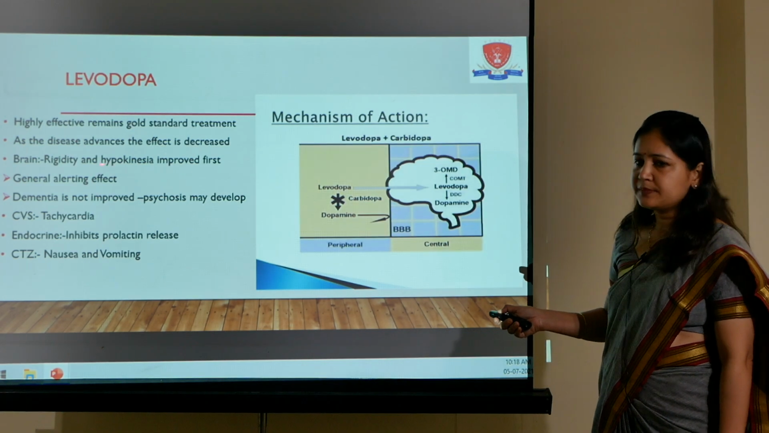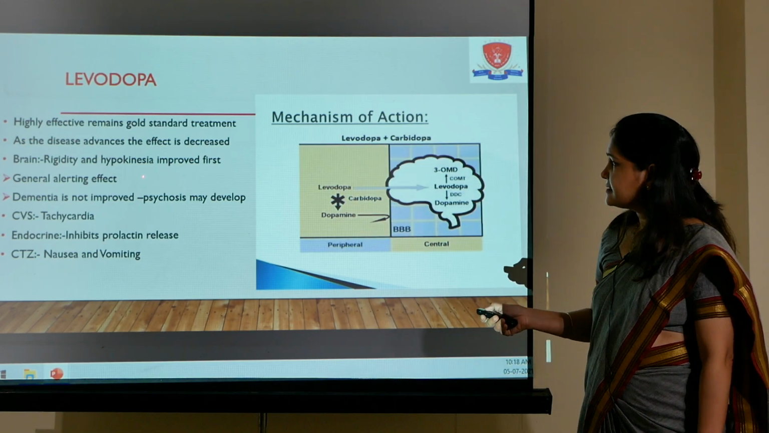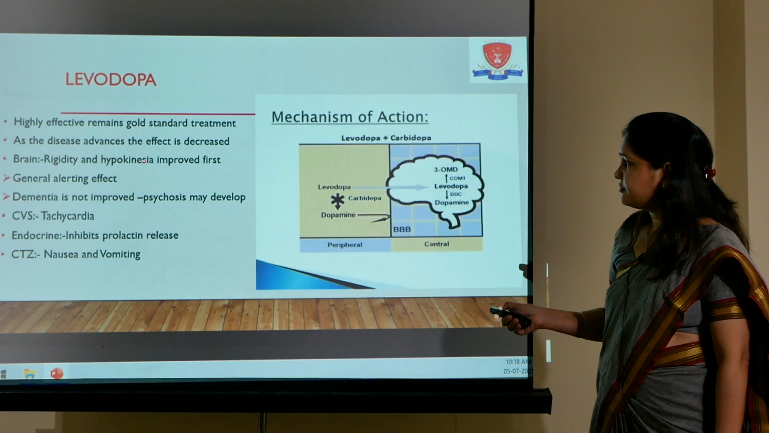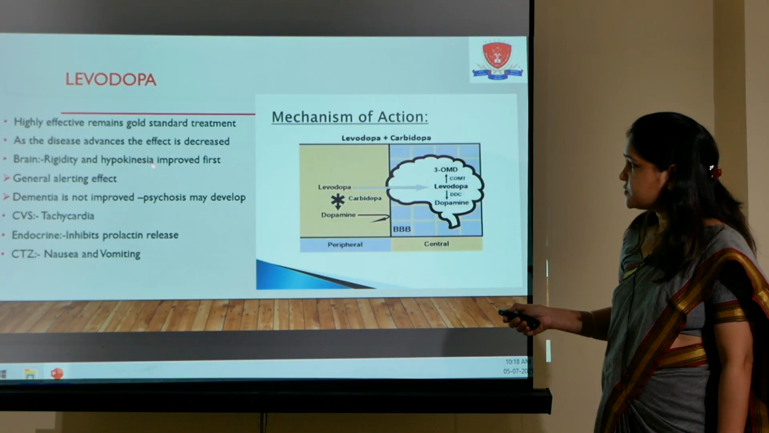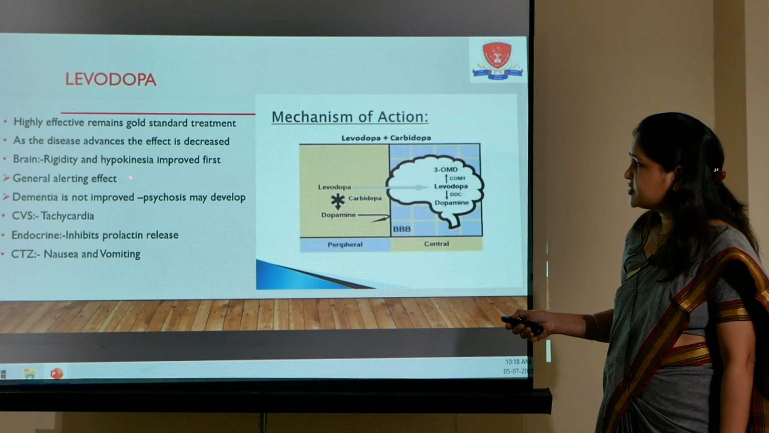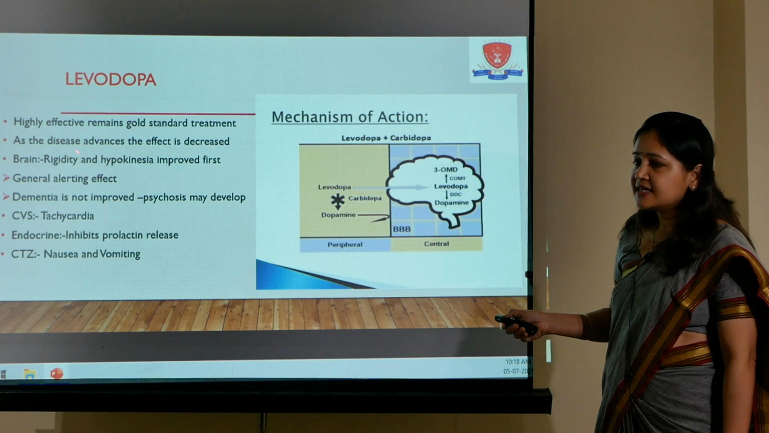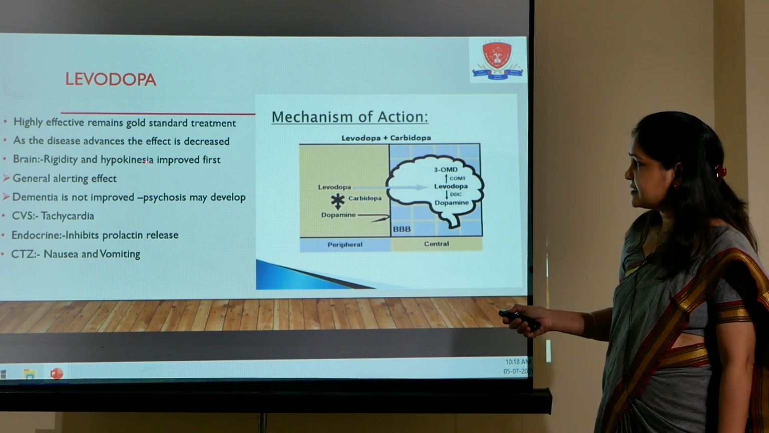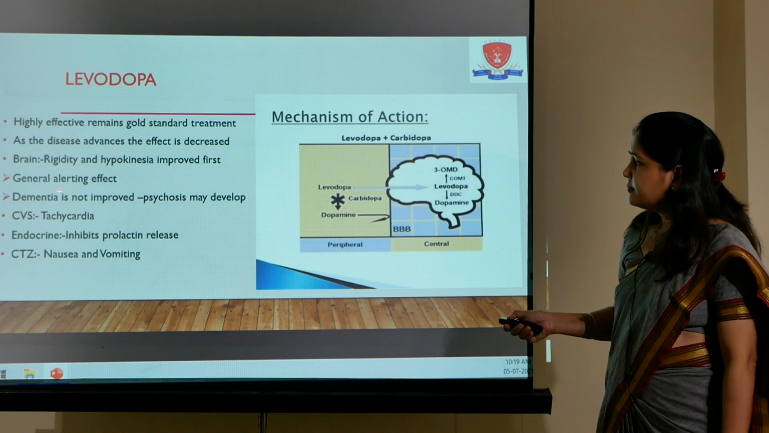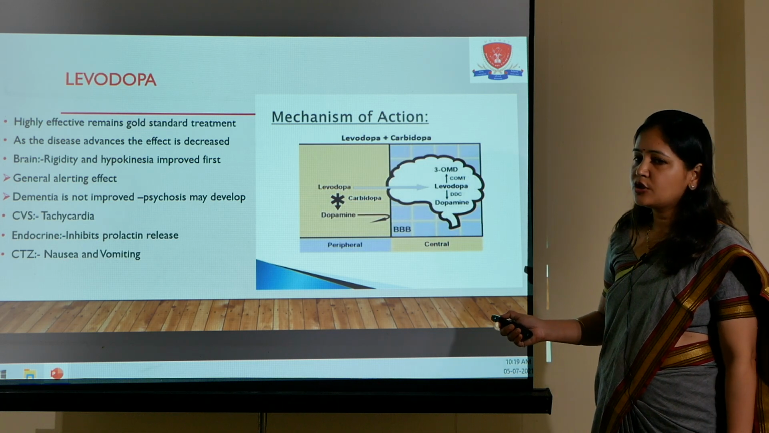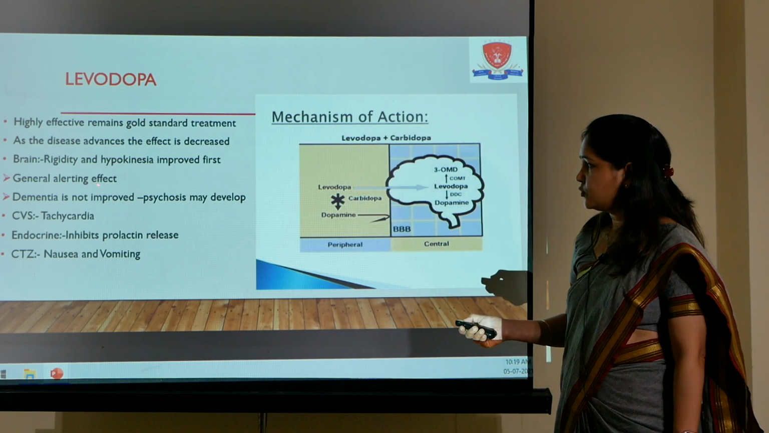It improves the rigidity and hypokinesia, but there is only a later and little improvement of the tremors. The main symptoms which get improved are rigidity and hypokinesia, and there is a general alerting effect: their speech, their mask-like face, and their involvement in general activity increase after giving levodopa. But the dementia component will not be improved by levodopa.